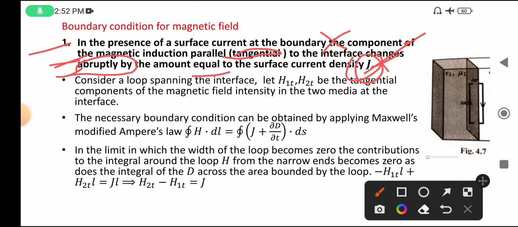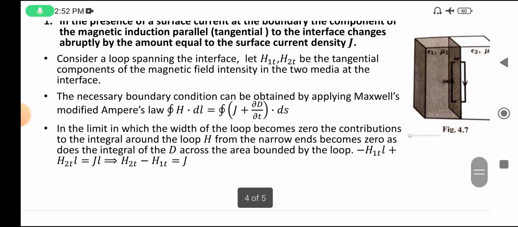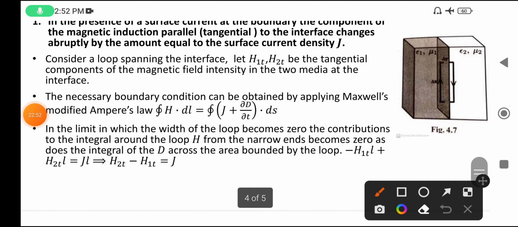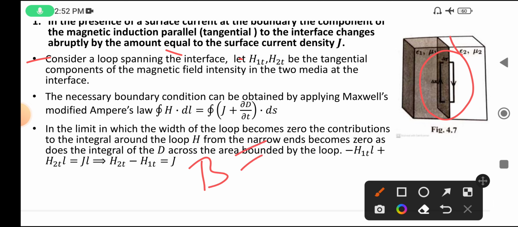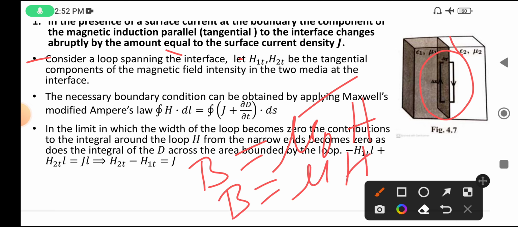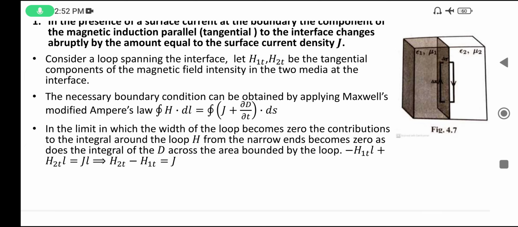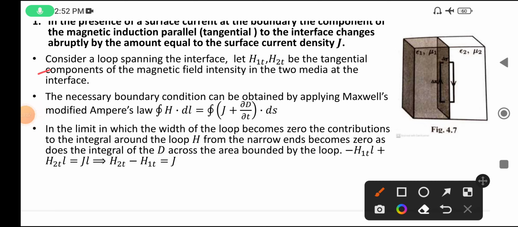Okay, so how? Consider a loop spanning the interface. Let H1t and H2t be the tangential components of the magnetic field intensity. Why is H taken? You know the relation between B and H. B is equal to mu naught into H in free space; in a dielectric medium, it is mu H, right? So in the place of B, H is taken.